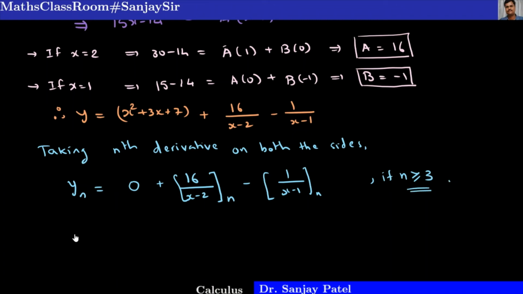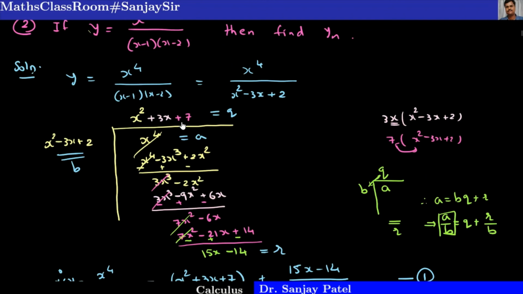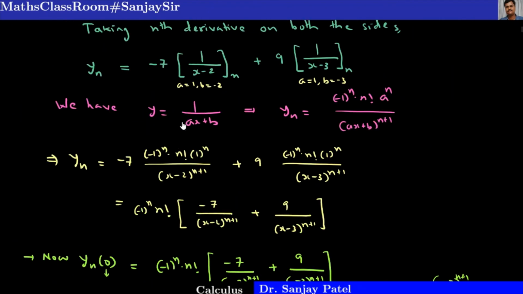Now it remains to just apply that formula of the nth derivative of 1 upon ax plus b. We know that formula, and we also mentioned it in our previous example. Let me just show you. It is here. If y is equal to 1 upon ax plus b, then yn is equal to minus 1 raised to n, n factorial, a raised to n upon ax plus b raised to n plus 1.